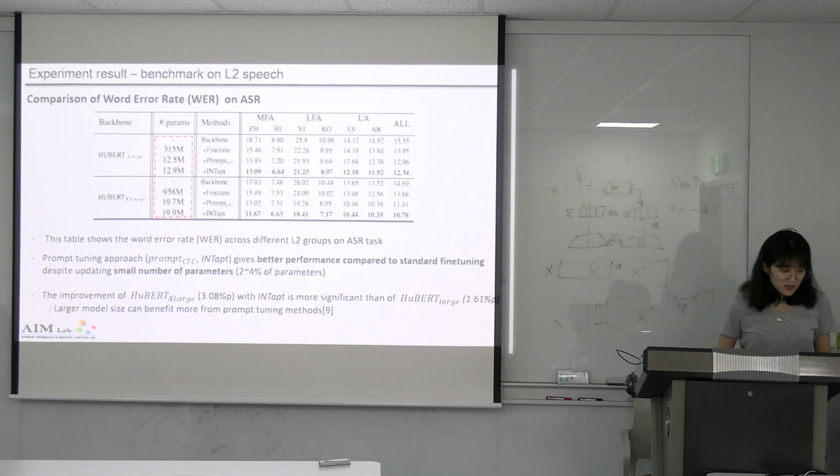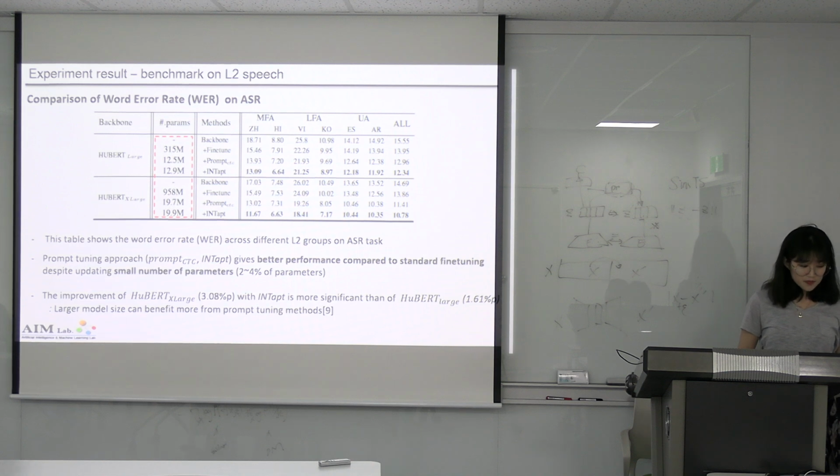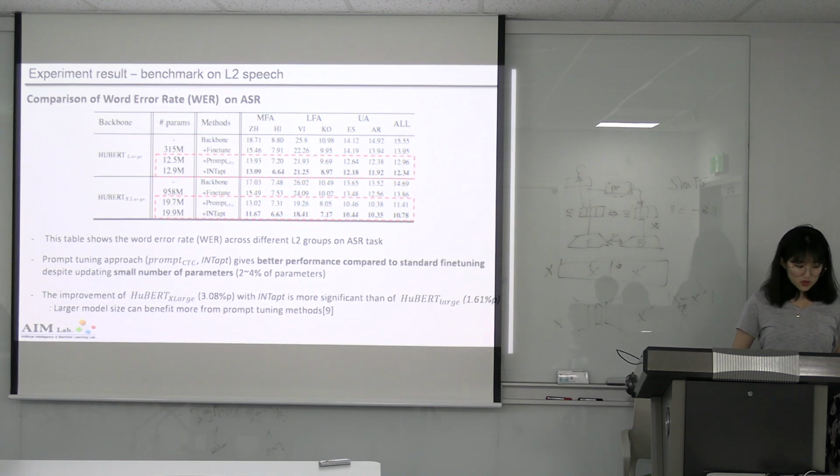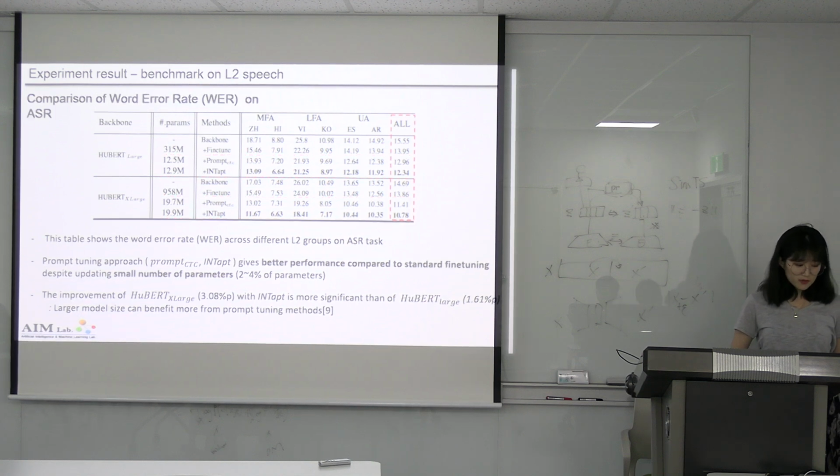The first experimental result is from the L2-ARCTIC dataset. Despite the relatively small number of parameters compared to fine-tuning, prompt CTC and INTapt, which are prompt tuning methods, show good performance compared to fine-tuning. In addition, INTapt shows better performance than prompt CTC, which was trained using only the CTC loss. And we can see that the prompt tuning technique has a greater effect when the backbone model is larger.